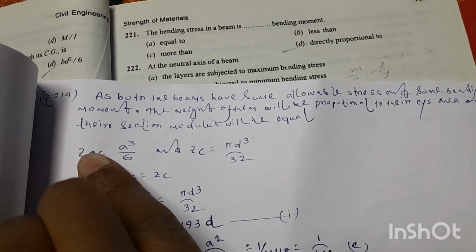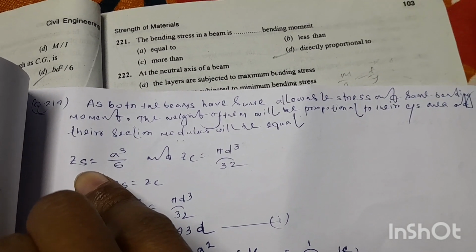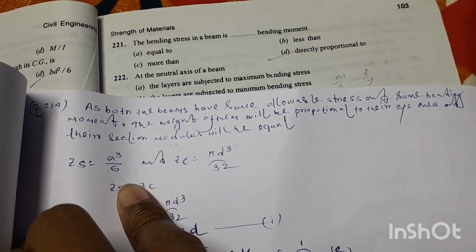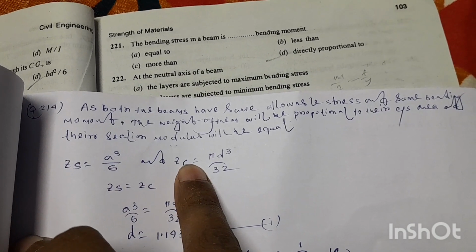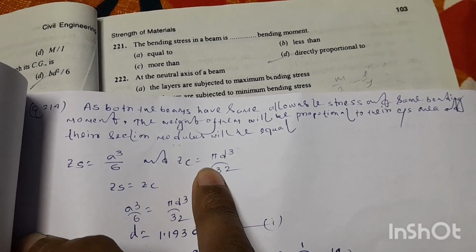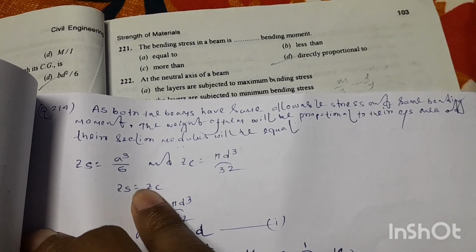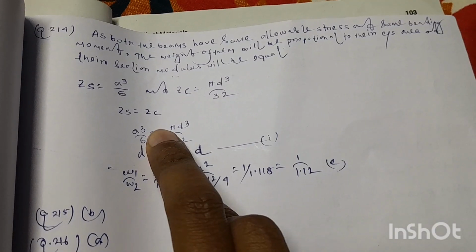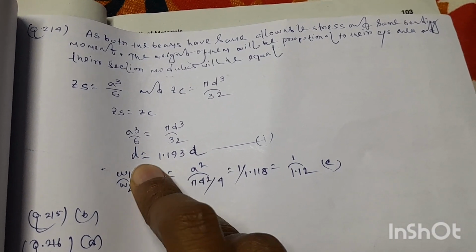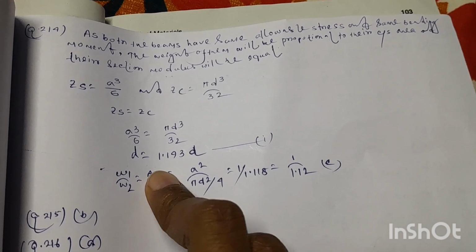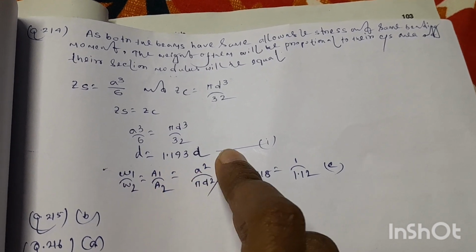So section modulus of this square section will be a cube by 6, and section modulus of the circular section ZC will be pi d cube by 32, and we know ZS will be equal to ZC. So if we calculate the value, we will get small d equal to 1.193 A.